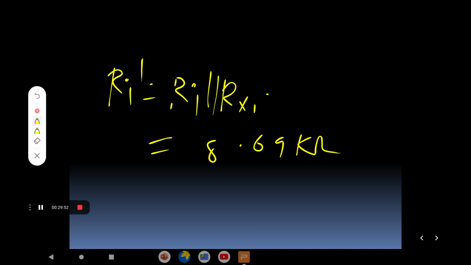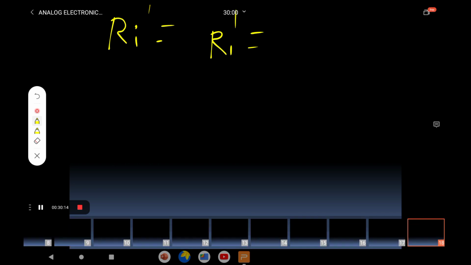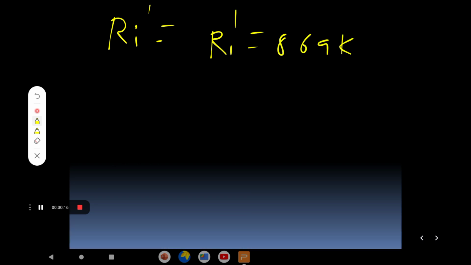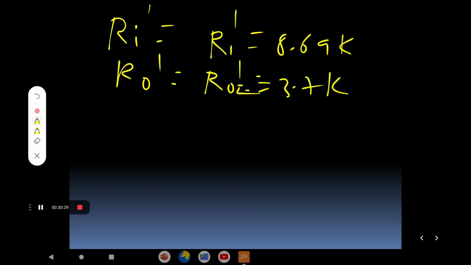For the overall analysis, we need input resistance Ri dash, output resistance R0 dash, voltage gain AV, and current gain. So we need all these values, right? So from this, if you want to find out the overall analysis for this problem, Ri dash, obviously you know that Ri dash is equal to the last value, that is nothing but Ri input dash. That is around 8.69K, in terms of kilo ohms. At the same time, R0 dash is equal to R2 dash, that is equal to 3.7K. Right, these two values are very clear.